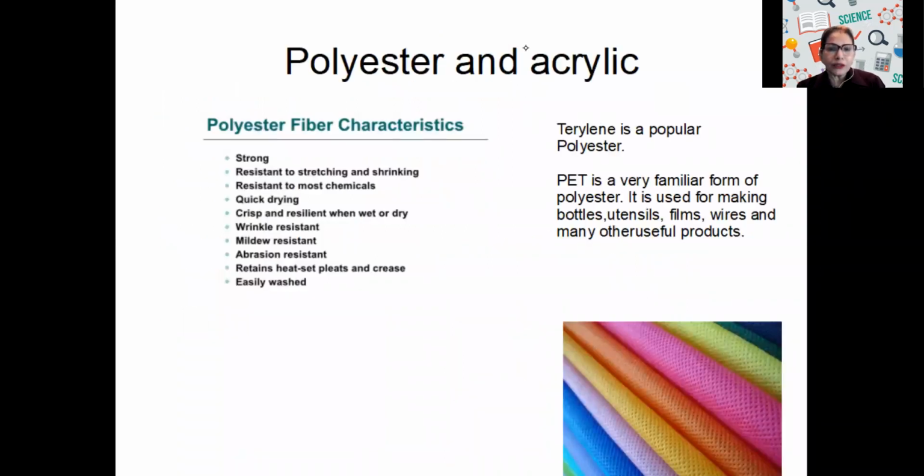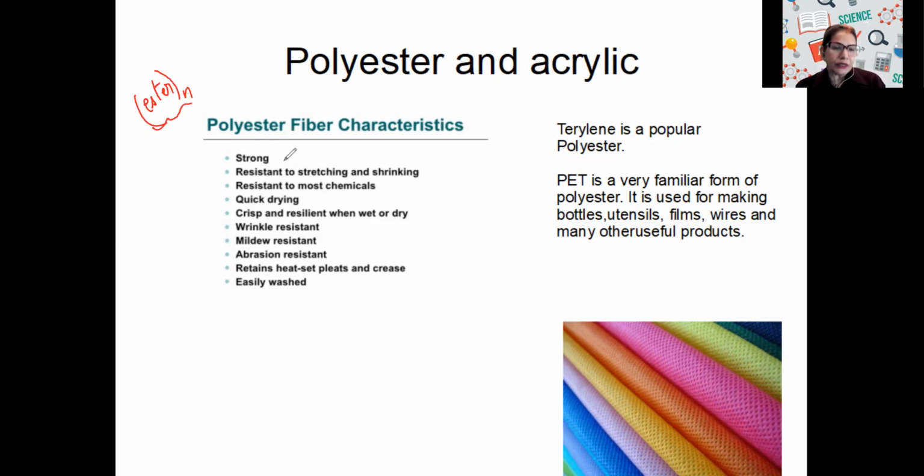Now we go to the other synthetic fibers, polyester and acrylic. First we'll see about polyester. Polyester fiber characteristics. So what are the characteristics of polyester? Now again, this is made out of a carbon compound known as ester. And n number of these ester molecules form a polyester.